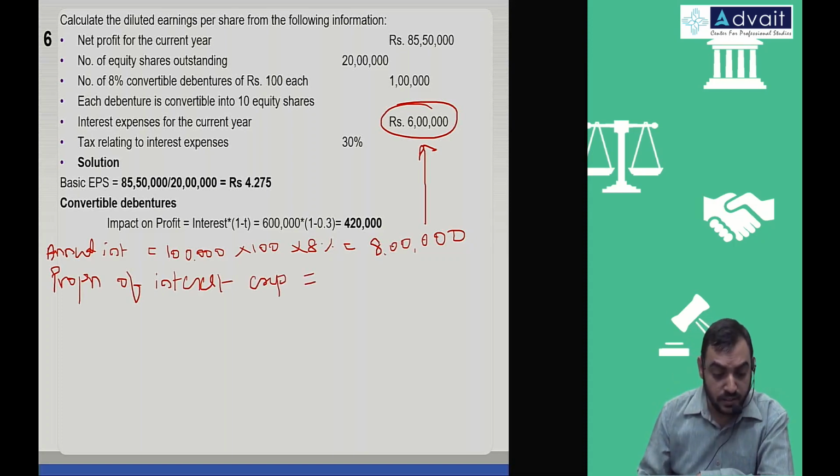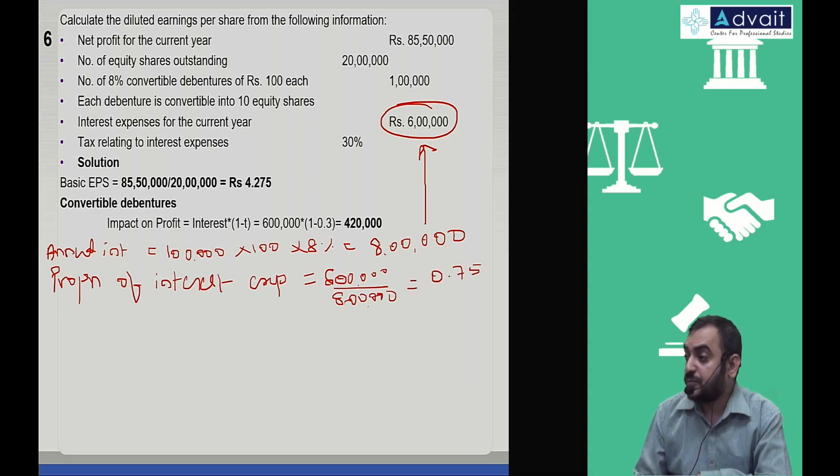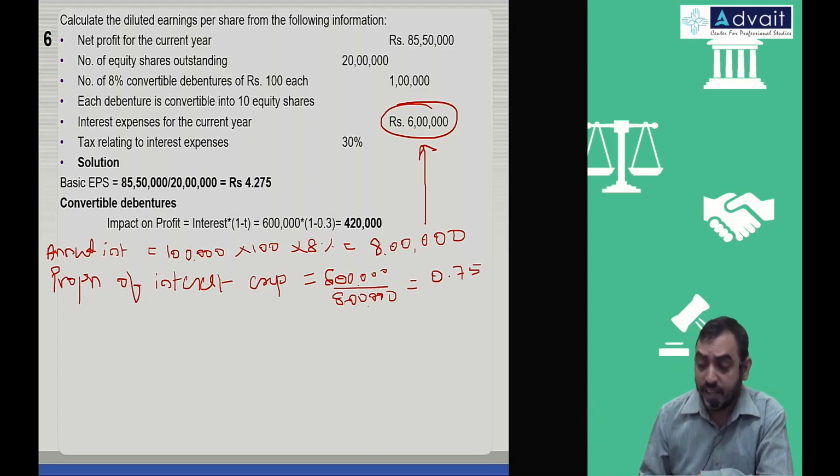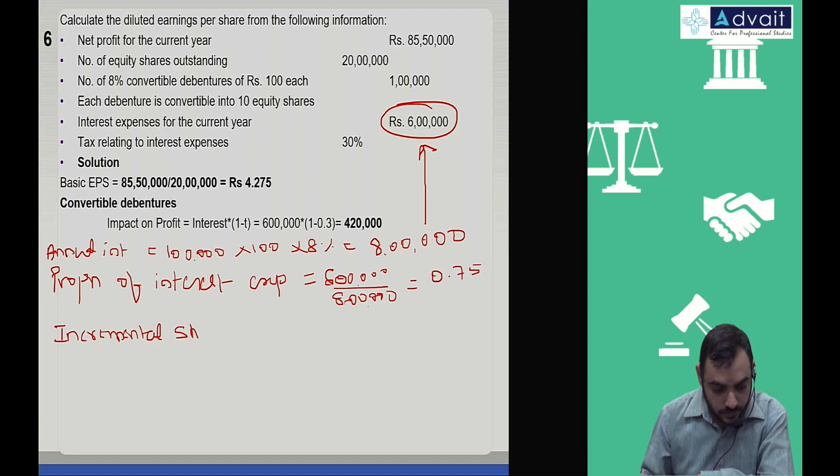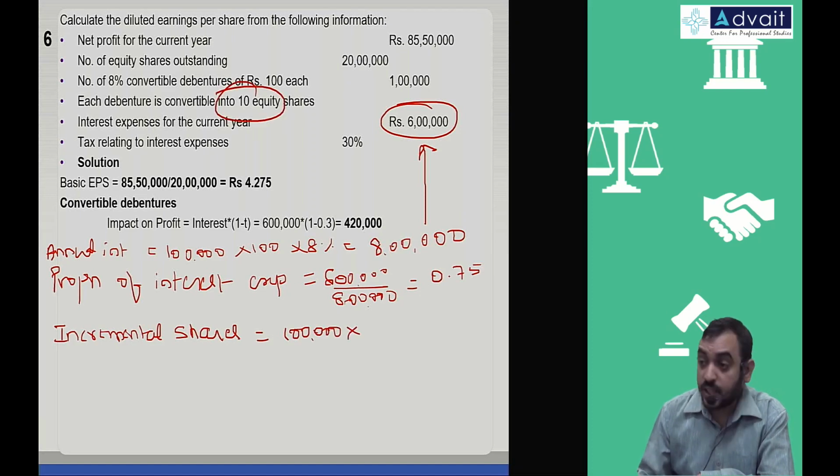Proportion of interest expense, 6 lakhs out of 8 lakh, means you get 0.75. Basically 9 months, but 0.75 is what we'll take. So what should be the number of incremental shares? We take 1 lakh debentures, each debenture convertible into 10 equity shares, so multiplied by 10. But because of this proportion, I multiplied by 0.75.